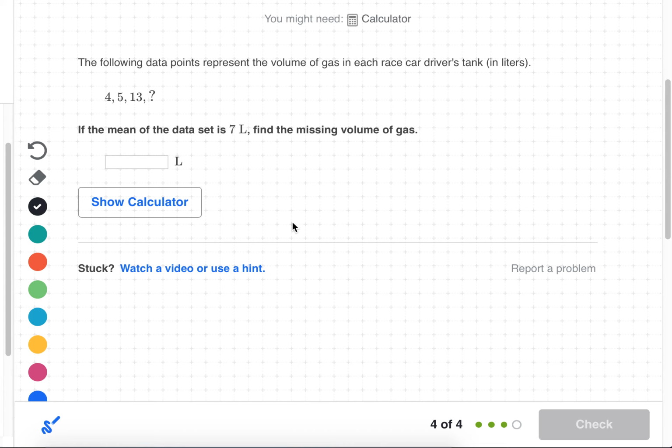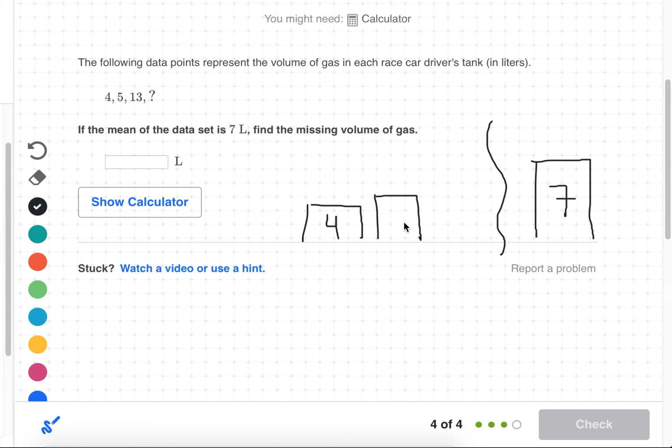Final problem. The following data points represent the volume of gas in each race car driver's tank in liters: 4, 5, 13, blank. If the mean of the data set is 7 liters, find the missing volume of gas. All right, here I'm going to make some bar graphs. So here's our target. The average is 7 liters. So we have one tank with 4, one tank with 5, and one tank with 13.